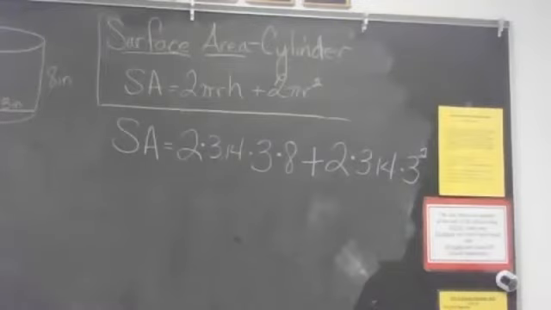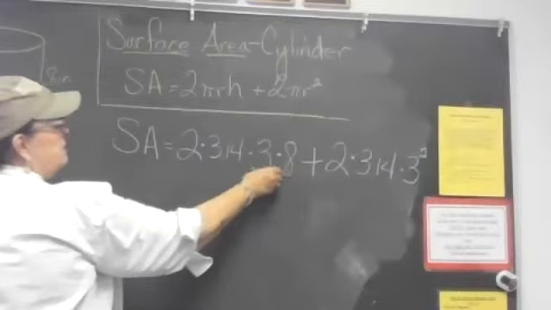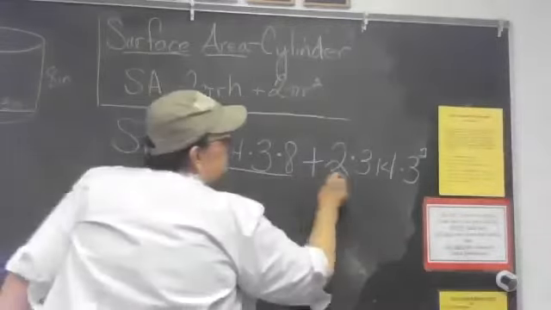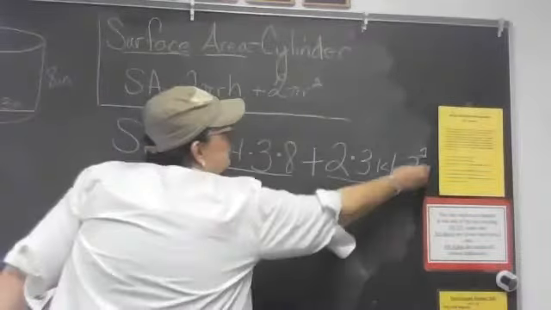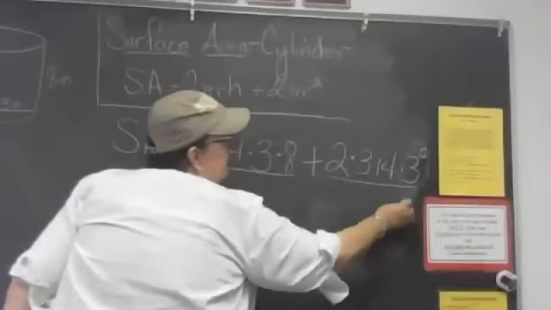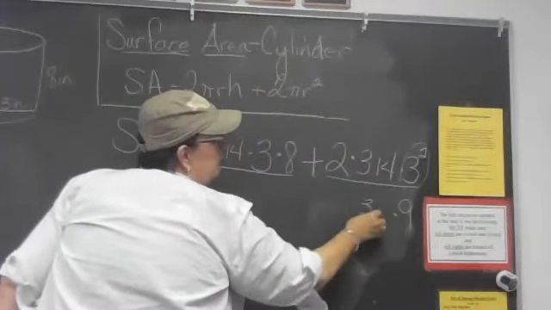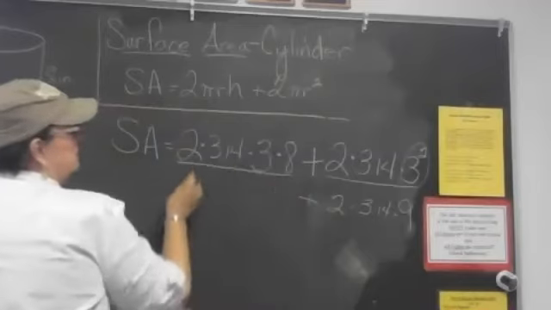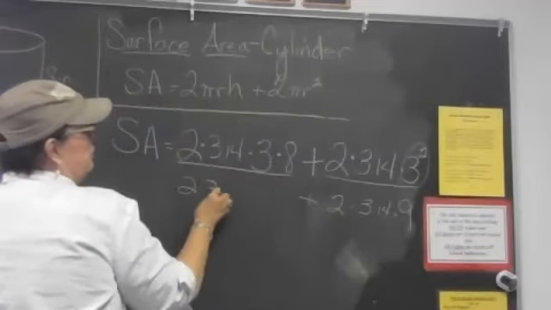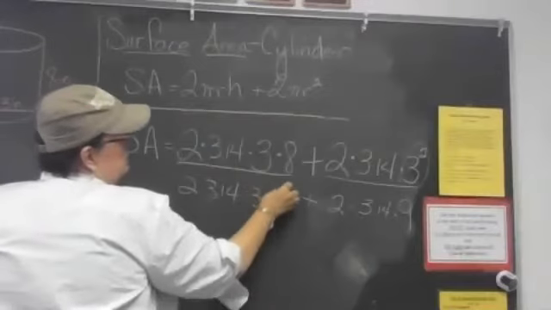Okay. So underneath here, it might help you to underline this because this is all times and this is all times. Okay. Now, your calculator is just pretty cool and it will do the whole thing if you put it in there. But if you do the order of operations, then we're going to have to do exponents first. So we have 9 times 3.14 times 2 plus 2 times 3.14 times 3 times 8.